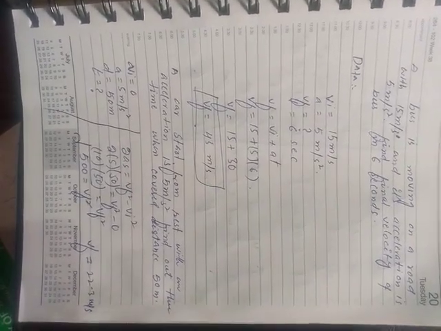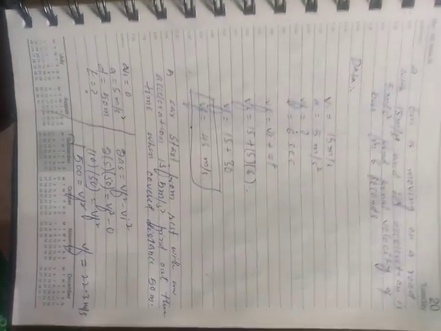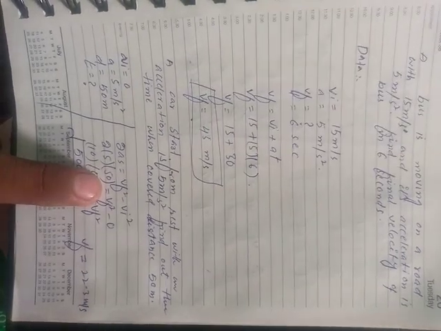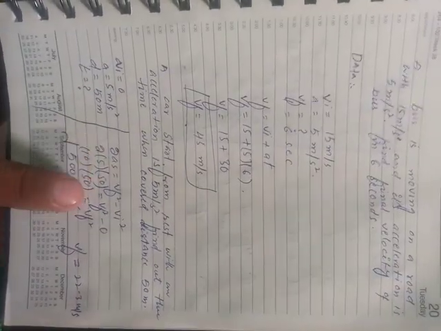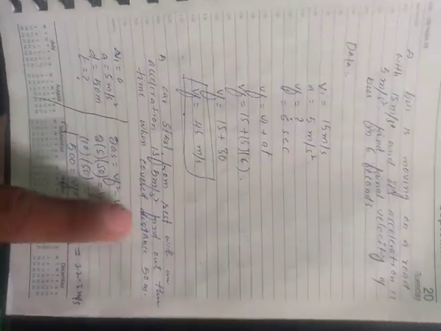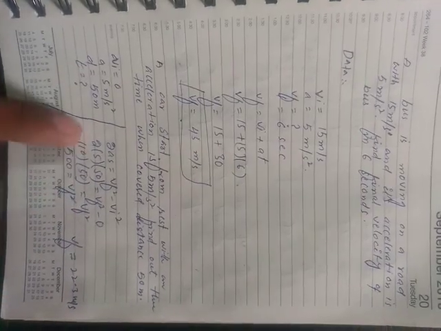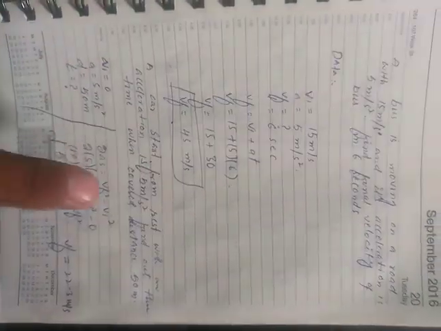2as equals vf square minus vi square. The value of a is 5 and the value of s is 50. 2 multiplied by 5 is 10, and 10 multiplied by 50 is 500. Vf square remains, and when we remove the square, we take the square root of 500, which is 22.3. This will be the final velocity. You can use this formula here, or you can use the second equation also.